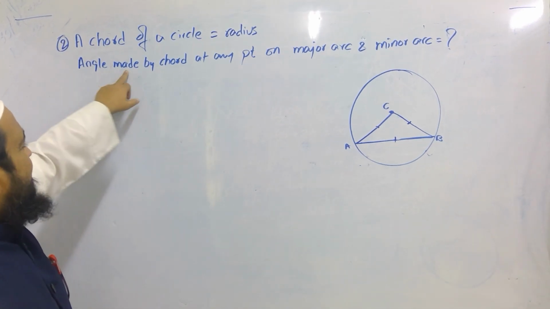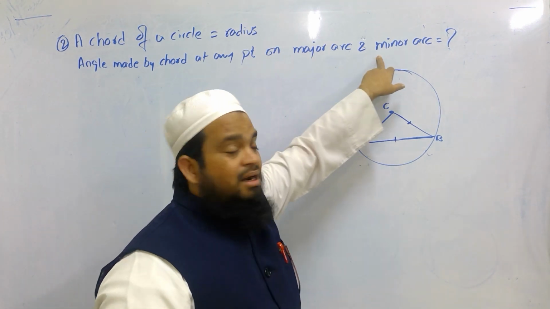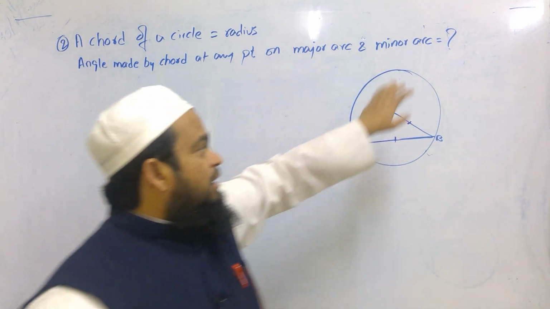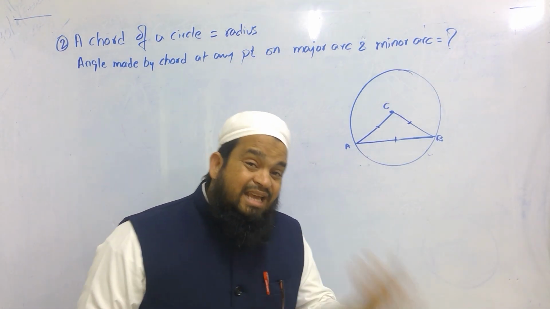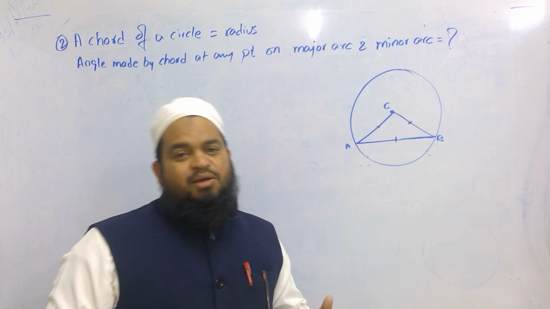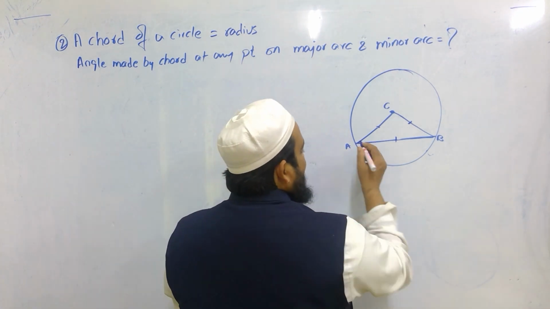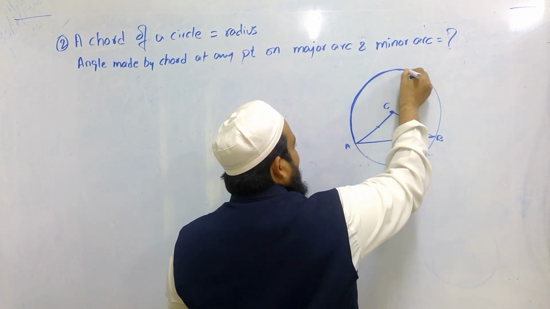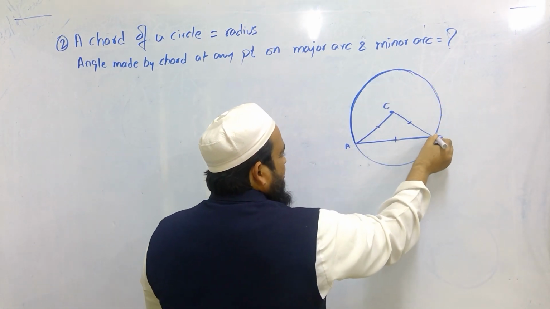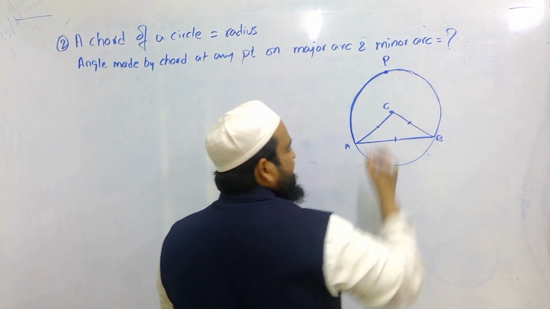We have to find the angle made by a chord at any point on the major arc and the minor arc. What is the angle subtended at any point on the major arc and any point on the minor arc? Suppose AB is the chord. Now, what is the major arc? This is the major arc. Now, you take any point on this major arc. Let me take this as P.